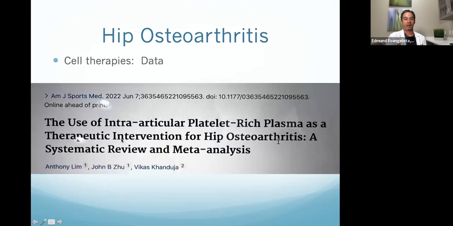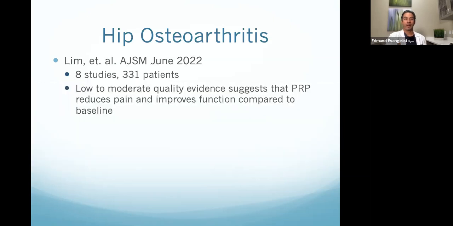This study was another systematic review published in the American Journal of Sports Medicine, June of 2022, looking specifically at PRP for hip osteoarthritis. It looked at 8 different studies where they used PRP for hip osteoarthritis, a total of 331 patients.